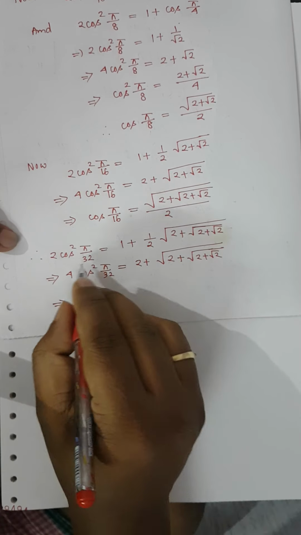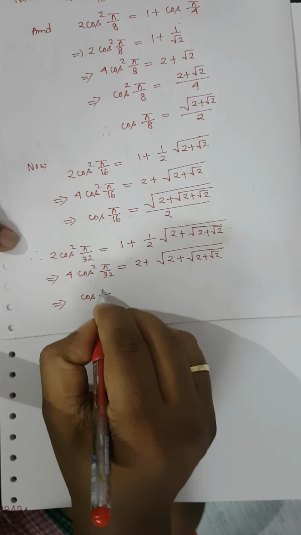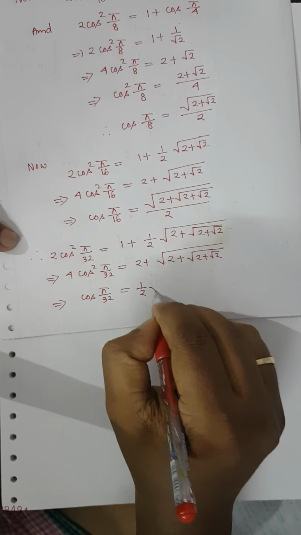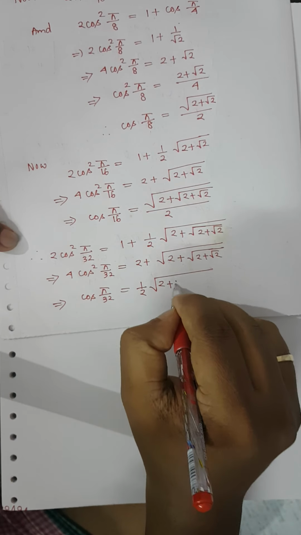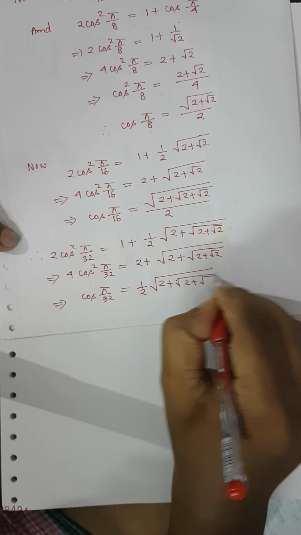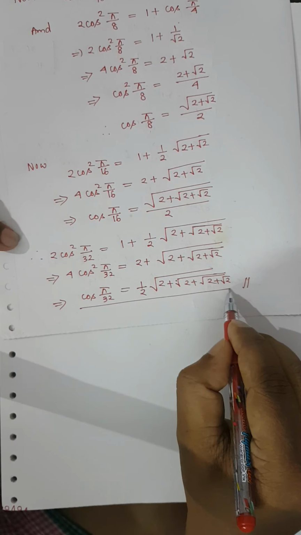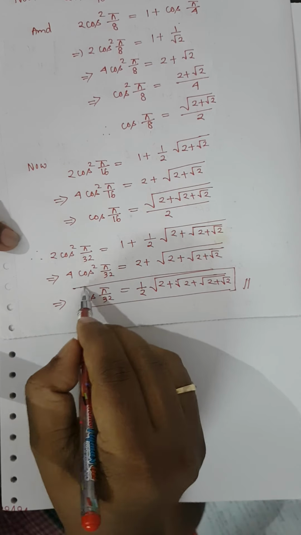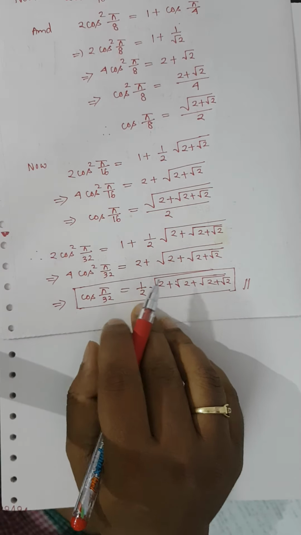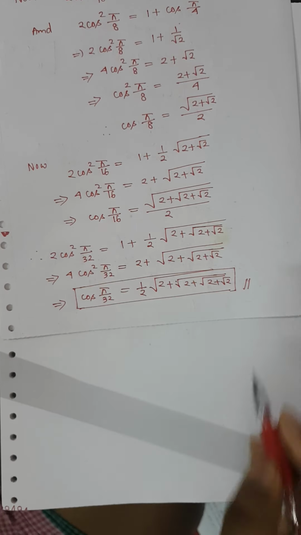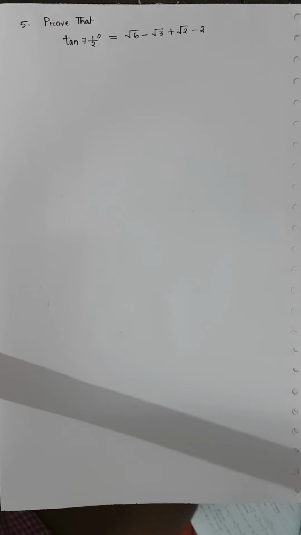If you take square root, you'll get cos pi by 32 is equal to half square root of 2 plus square root of 2 plus square root of 2 plus square root of 2. See, we are taking the positive value just because the angles are acute, and in the first quadrant the value of cos is always positive. So the result is 1 by 2 into square root of 2 plus square root of 2 plus square root of 2 plus square root of 2. This is the solution.